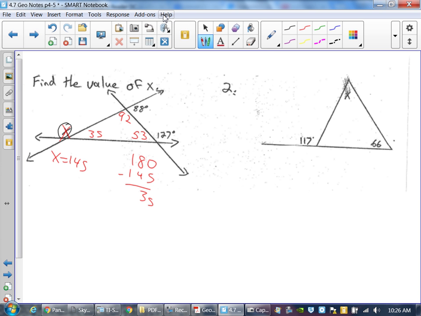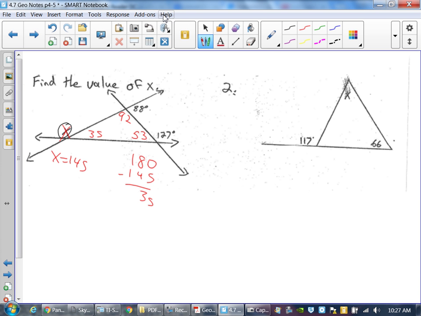Yeah? How do you get the 92 and the 53? Supplements. See how they form a line? Two angles that form a line are supplementary. That's all. They both have to equal 180, when the two angles together have to equal 180.